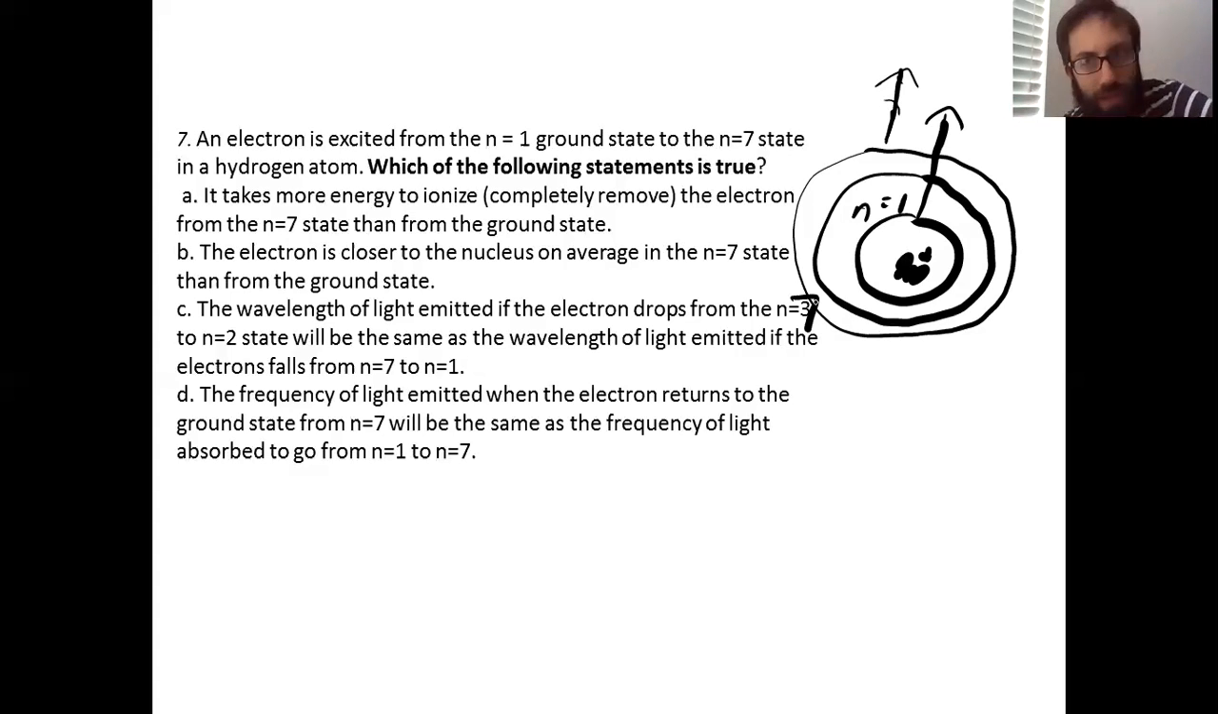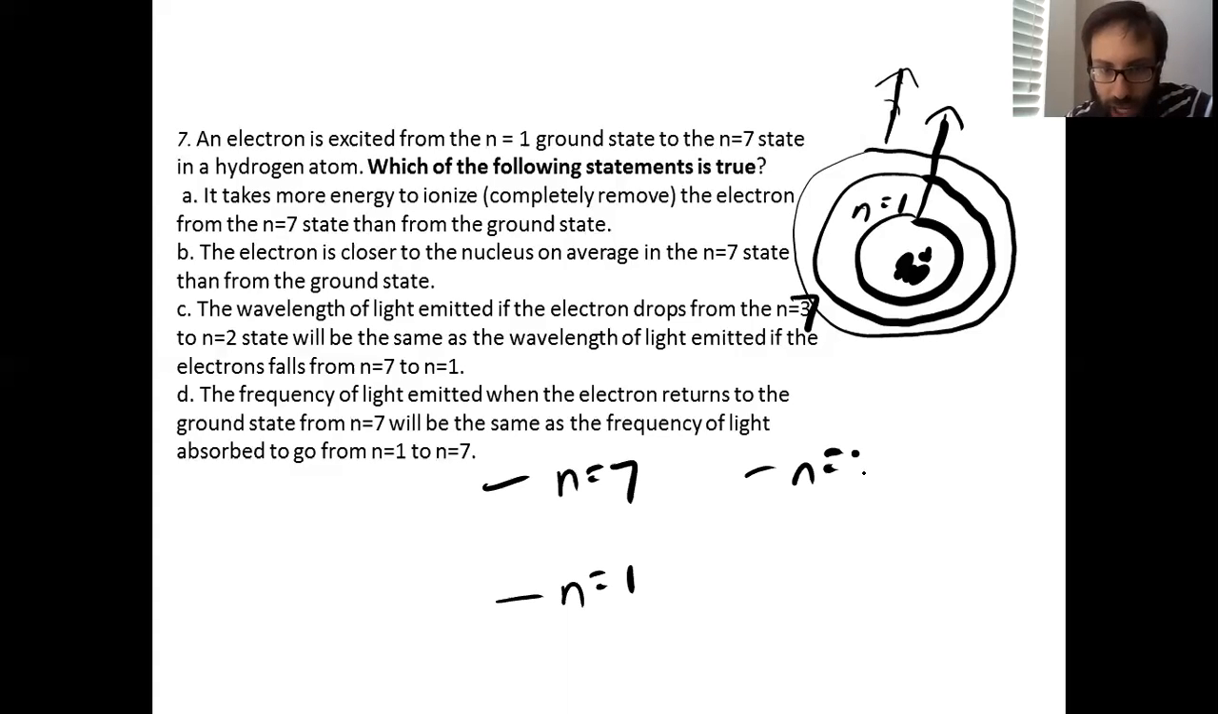D ends up being the last one and the correct one. The frequency of light emitted when the electron returns to the ground state from n equals 7 will be the same as the frequency of light absorbed to go from n equals 1 to n equals 7. Okay, so let's think about this. You have n equals 1 and n equals 7. There's some distance in energy space between them in both cases.